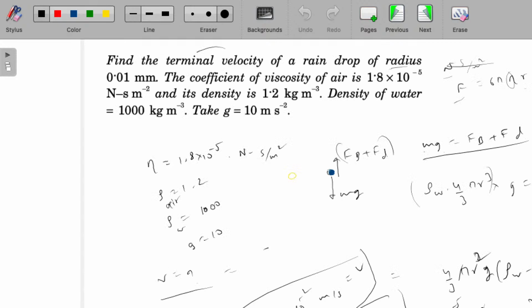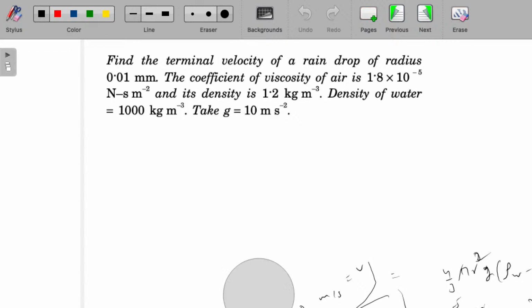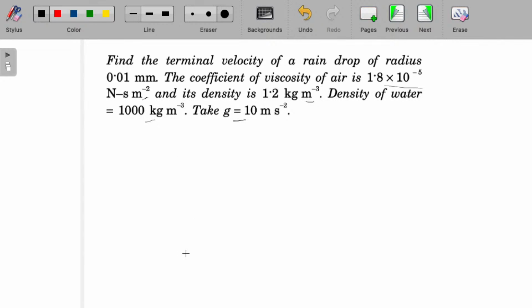Okay, so let's take some examples on this. First consider the first example. It's on the same terminal velocity which we have been discussing. Find the terminal velocity of a raindrop of radius 0.01 millimeters. The coefficient of viscosity of air is given as 1.8 into 10 power minus 5 Newton second per meter square. That is the unit of viscosity. The density of air is given as 1.2 kg per meter cube. Density of water is given as 1000 kg per meter cube, and g is given, right?